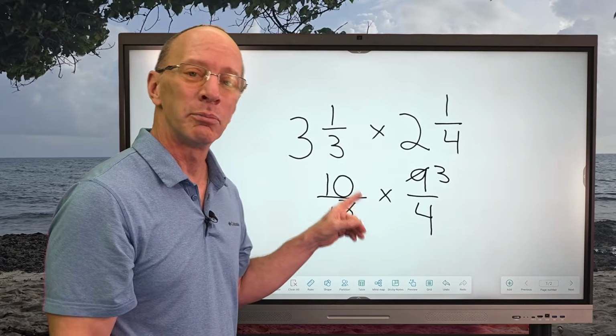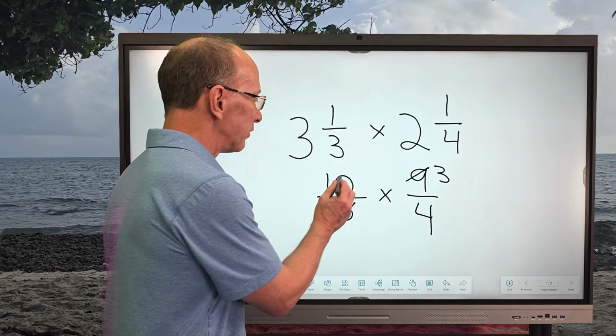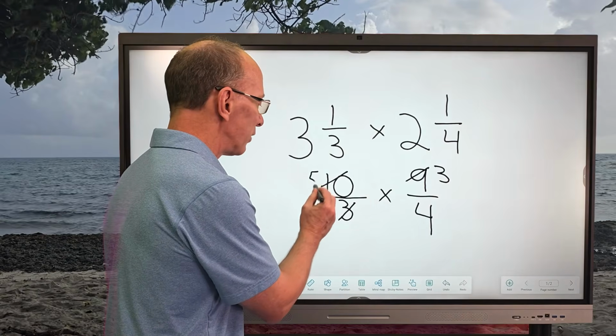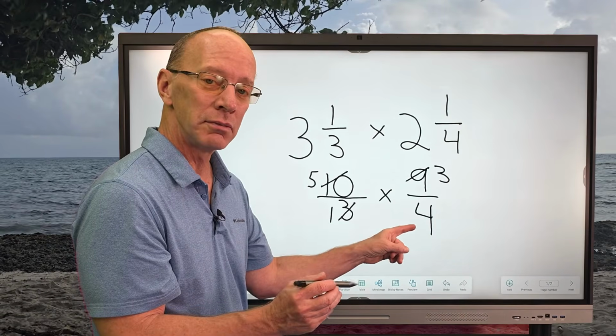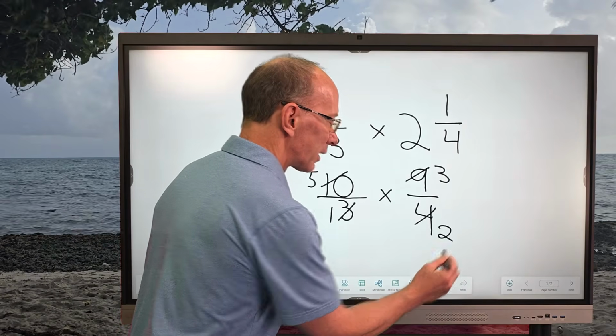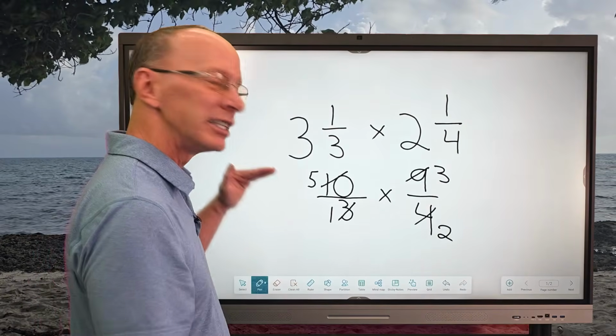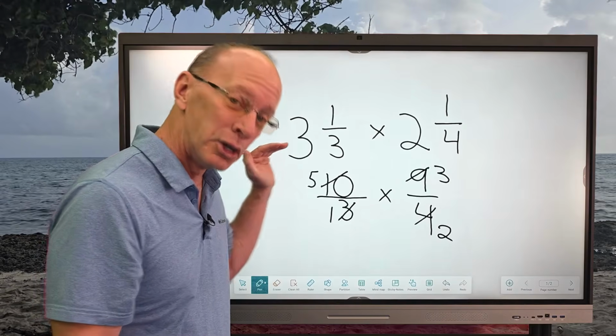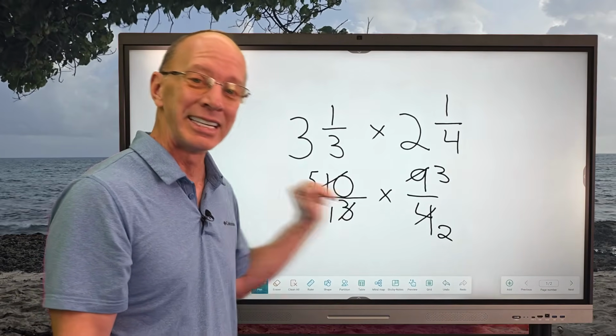All right. Do we have anything like that with these two numbers here? Yeah, I can divide them both by 2. So 10 divided by 2 equals 5, and 4 divided by 2 is 2. So I put a 2 right here. And then I can just multiply. I just multiply the numerators and I multiply the denominators.